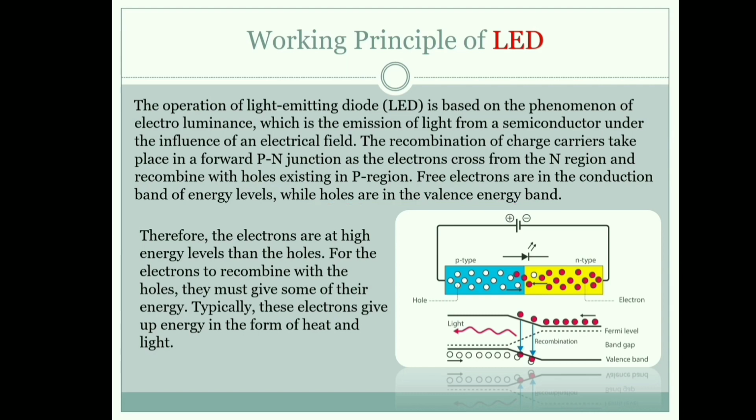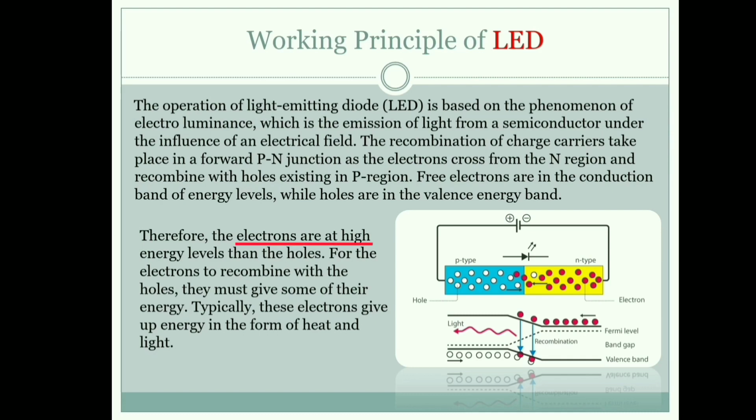So what is it saying? A process is happening: emission of light is taking place from the semiconductor when it is under the electric field, and there is recombination of charge carriers. What are the charge carriers? They are electrons and holes. Electrons with negative charge and holes with positive charge. So they are recombining in the forward p-n junction, meaning the current is flowing from p-type to n-type. Electrons from the n-type start combining with the holes from the p region.